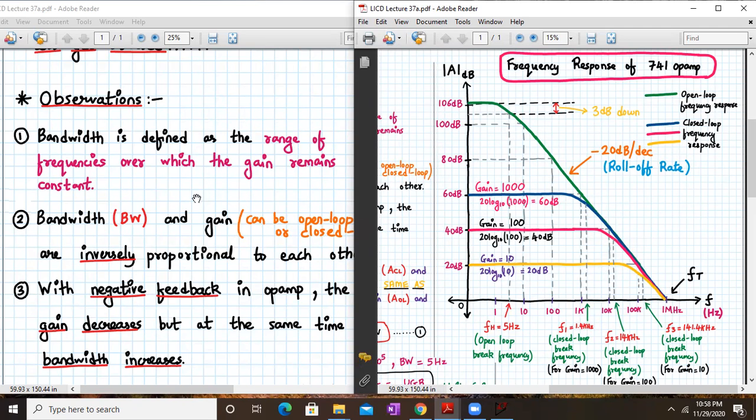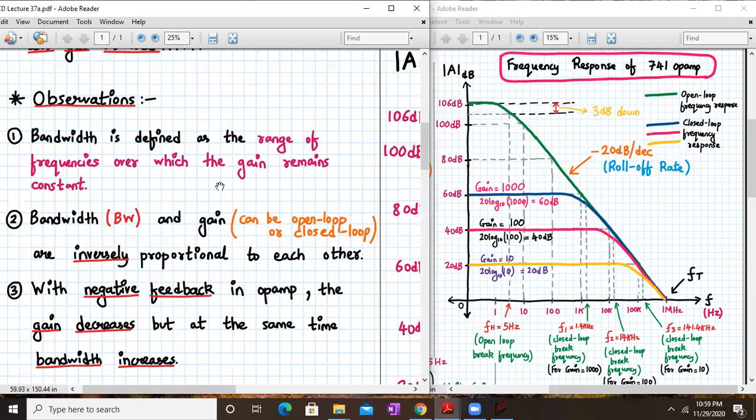Now, the first definition is of bandwidth. Now, let us see what is bandwidth. So, bandwidth is defined as the range of frequencies over which the gain remains constant. Now, which gain? Gain of the amplifier.